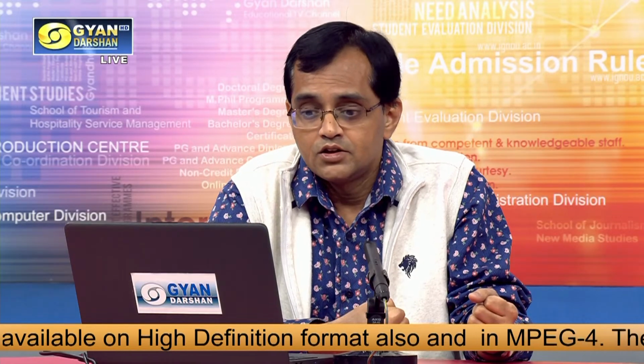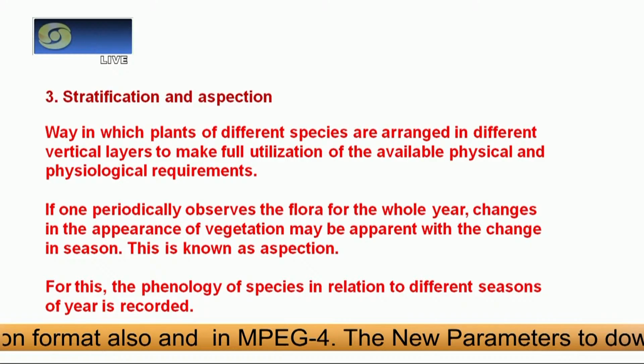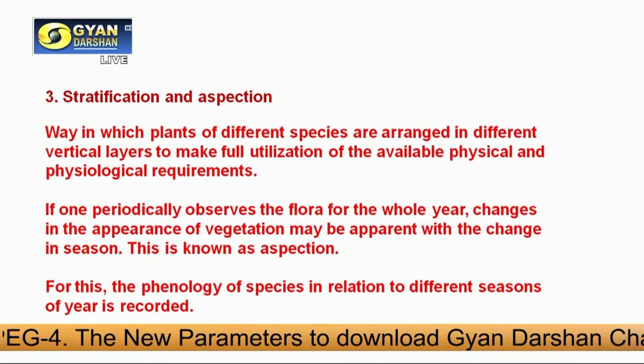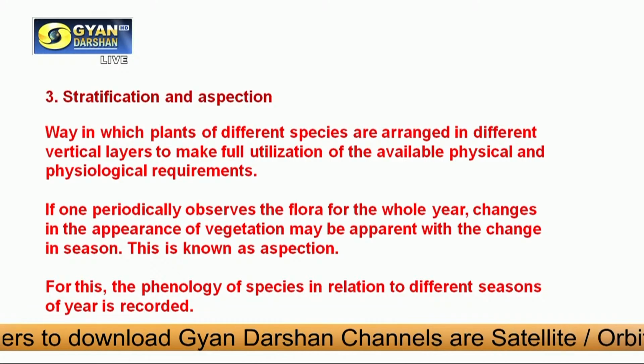Okay? So, if one periodically observes the flora for the whole year, changes in the appearance of vegetation, it is apparent with the change in season. So, seasonal changes. Vegetation change due to seasonal change. This is known as aspection.